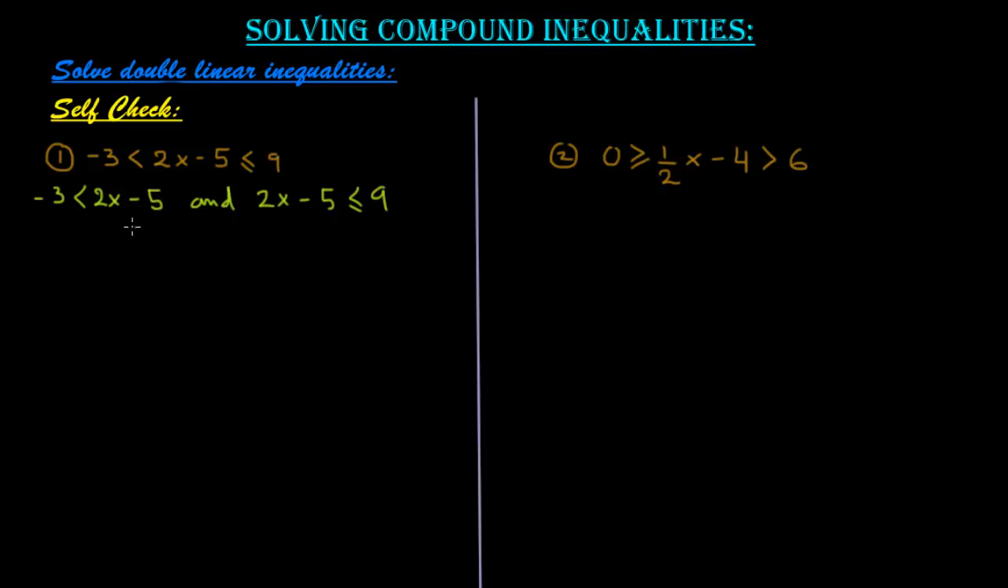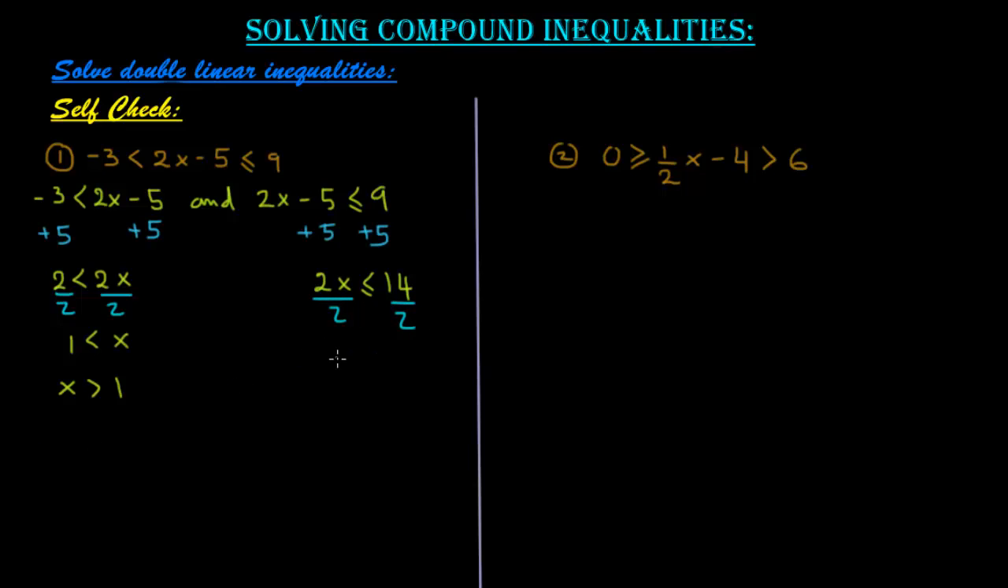Now we solve each inequality. So add 5 on both sides, then we will have 2 less than 2x, and divide by 2 on both sides. We will have 1 less than x. See, now the x stays on the right. I'm gonna reverse the whole thing. So x greater than 1. And on the right side, move 5 over. So we have 2x less than or equal to 14. Then we divide by 2 on both sides. Then x less than or equal to 7.